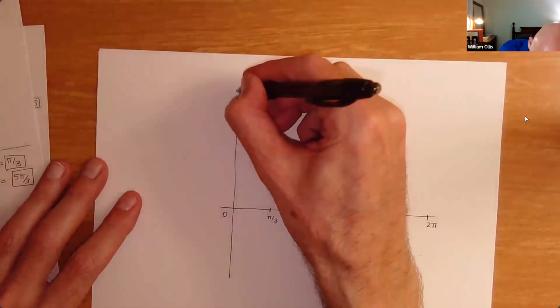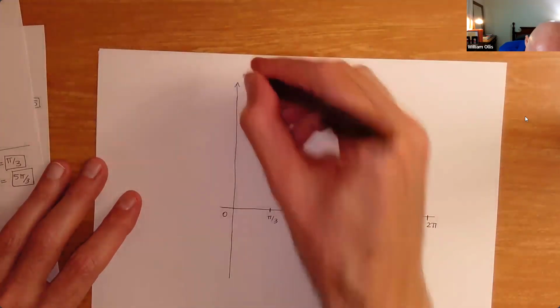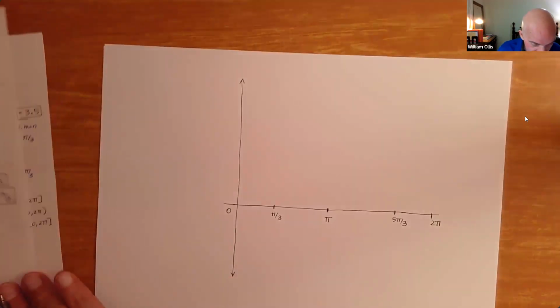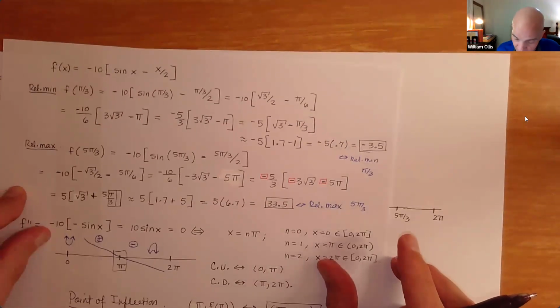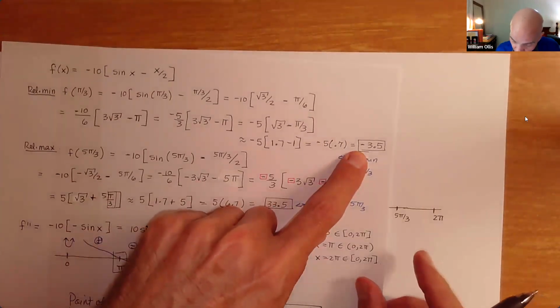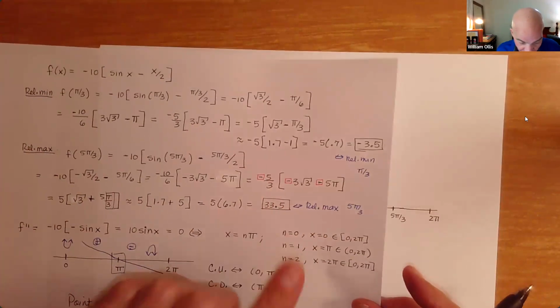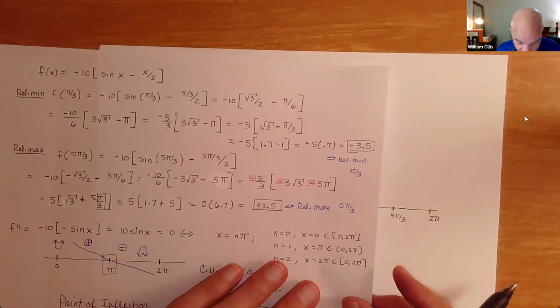And now we can spread this out a little bit. We've got our crude estimates. So let's go back over here at pi over 3, we have roughly negative 3.5. And then, of course, the overestimate here, 33.5 for the relative max at 5 pi over 3.